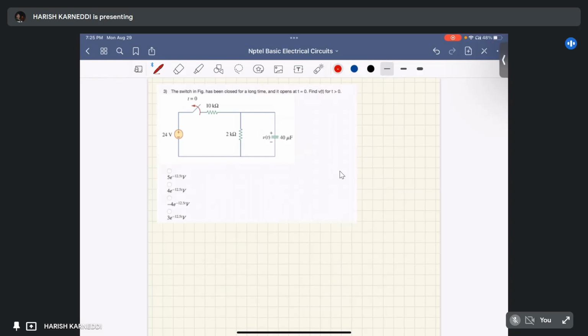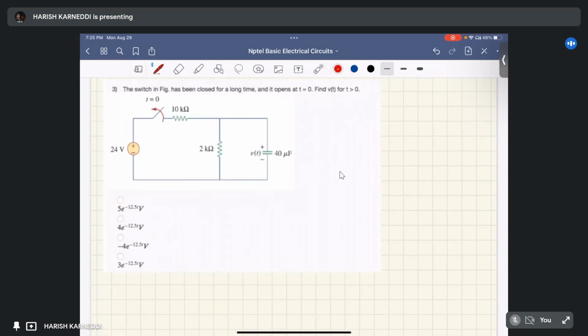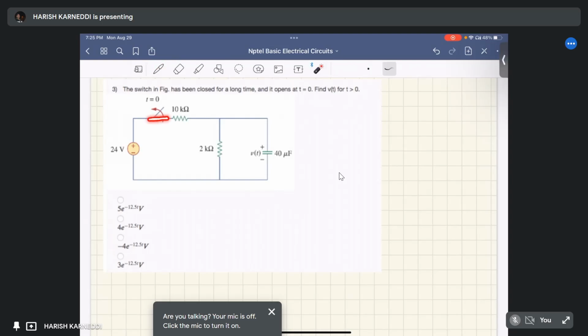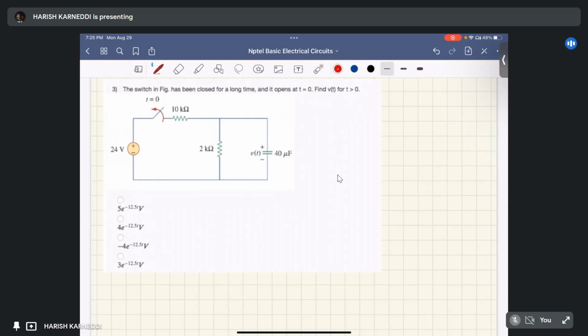The next question is this: the switch in the figure has been closed for a long period of time and it opens at t equal to 0. At t equal to 0, the switch is open. If it is closed for a long period of time, it means before t equal to 0 there is a steady state. In that steady state, the capacitor current IC equals 0, right?